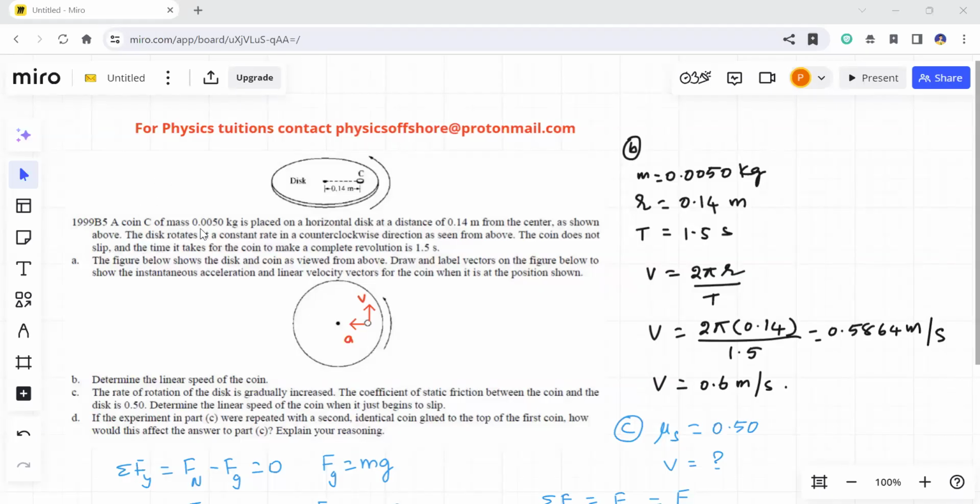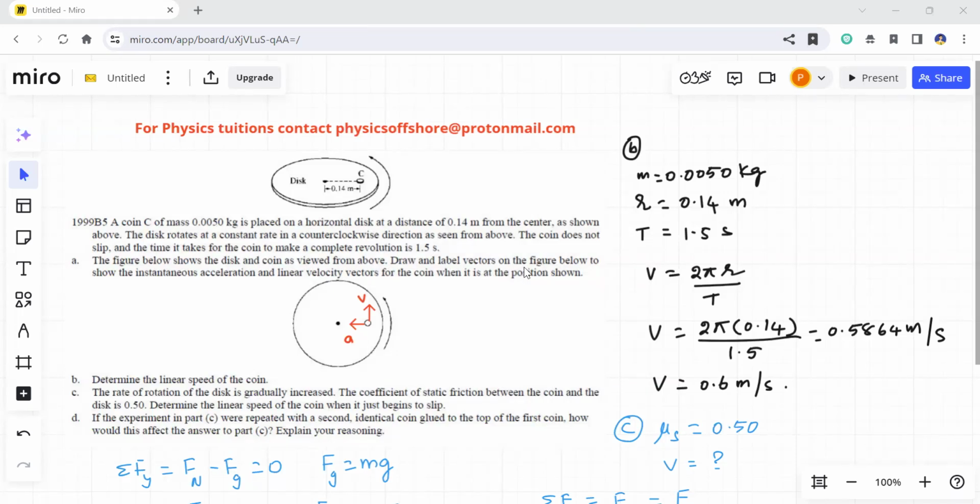Part A. A coin C of mass 0.0050 kilograms is placed on a horizontal disc at a distance of 0.14 meters from the center, as shown above. The disc rotates at a constant rate in a counterclockwise direction, as seen from above. The coin does not slip, and the time it takes for the coin to make a complete revolution is 1.5 seconds. The figure below shows the disc and coin as viewed from above.